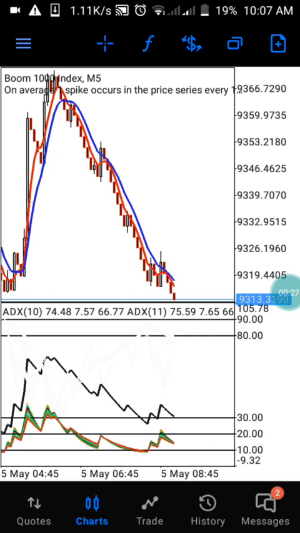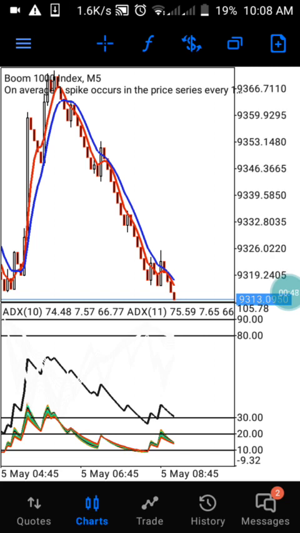So guys, today I bring out a wonderful strategy for you that you can use to catch a very big spike on Boom 1000, Boom 500 and Boom 300. This strategy only works on Boom index, only Boom 1000, 500 and 300 index.